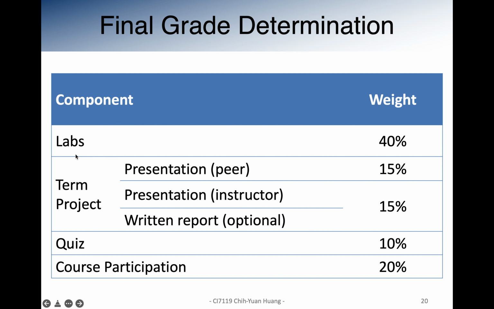And then we have the labs, which occupy 40% of your final grade. And then the term project will have 15% of your final grade decided by the peers according to your final presentation, and there will also be 15% of the grade decided by me, and I will judge the grade according to your presentation and also the written report, the optional written report.